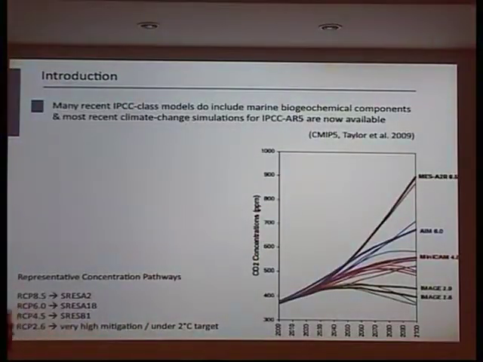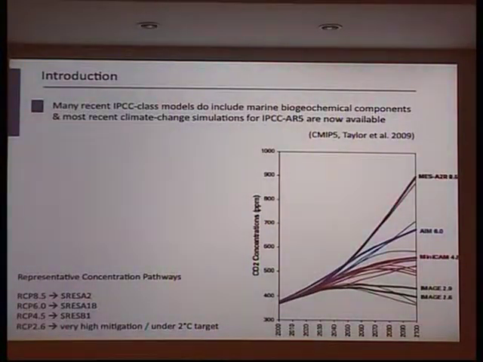And to do that, I will make use of the recent simulations by the IPCC class models that have been run for the upcoming IPCC reports, IPCC AR5, that will be out in 2013, so quite soon. So all those simulations have been done. All the data, the output of the model simulations, have been gathered. And lots of groups now are looking at those simulations.